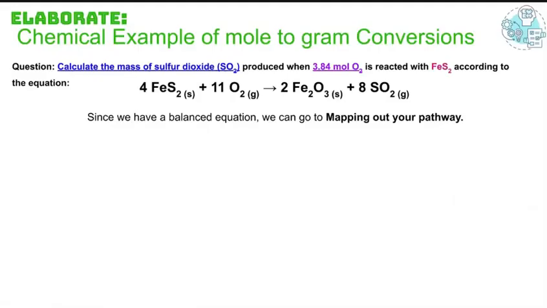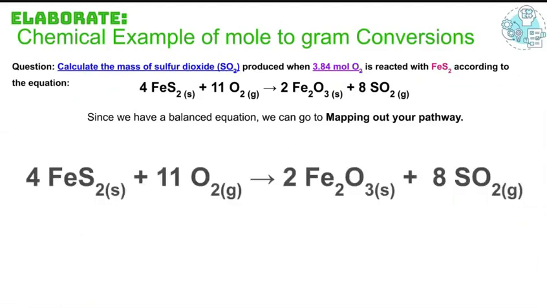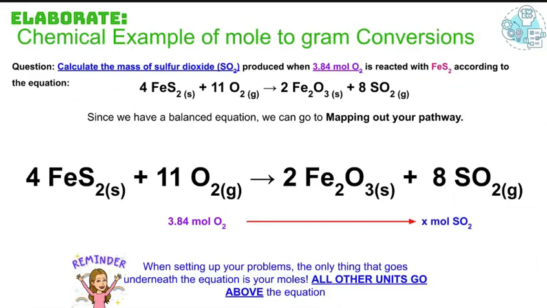So here's the example of the problem. Now we have a balanced equation. We figured out ratios. We need to map out our pathway. So here is our chemical equation. We are starting with 3.84 moles of O2. We want to go all the way to moles of SO2 and then up to grams of SO2. Remember that the only thing going underneath our equation when we are mapping it out is the mole units. Everything else goes above our equation.